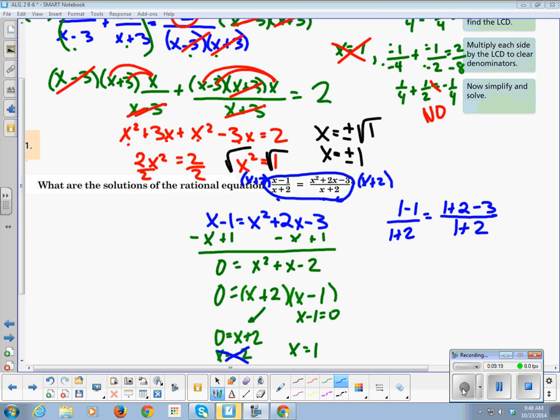Simplify, this is 0. 0 divided by anything is still 0. 1 plus 2 is 3. 3 minus 3 is 0. Is 0 equal to 0? Yes, it is. So x equals 1 is our solution.